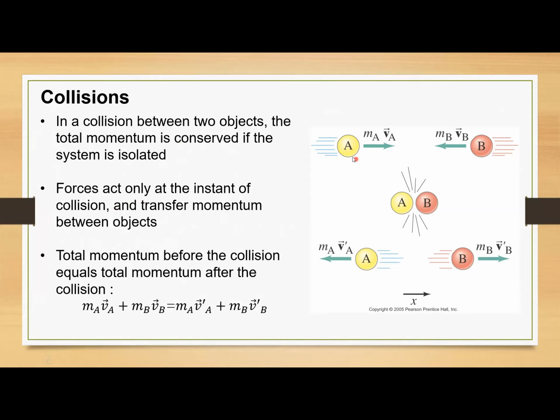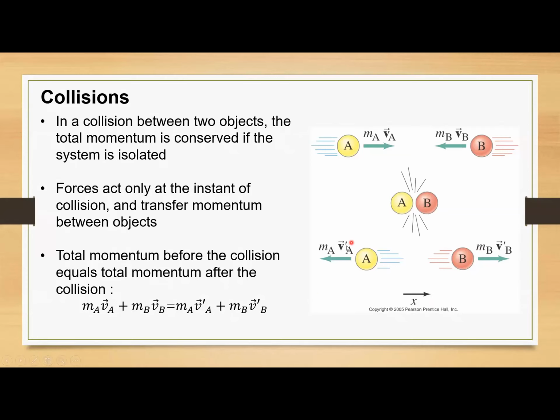So here is object A, and it has some momentum, which is mass of A multiplied by the velocity of A. And we have object B, which has a momentum, which is mass of B times velocity of B. Then they collide, and after the collision, A has some momentum, mass of A times the different velocity of A, and B has a new momentum, which is the mass of B multiplied by the new velocity of B. You can see the directions have changed.